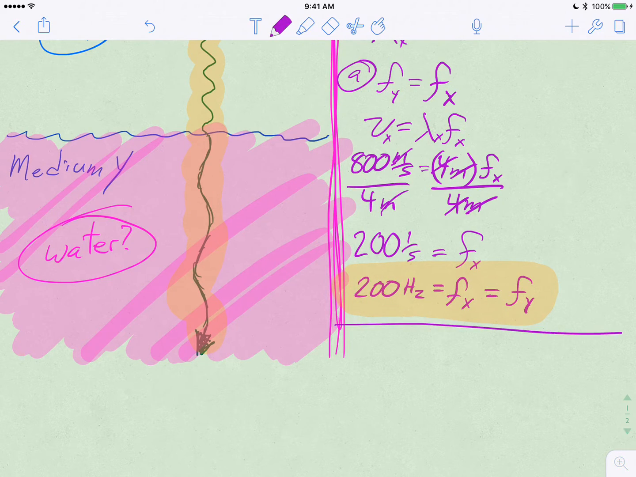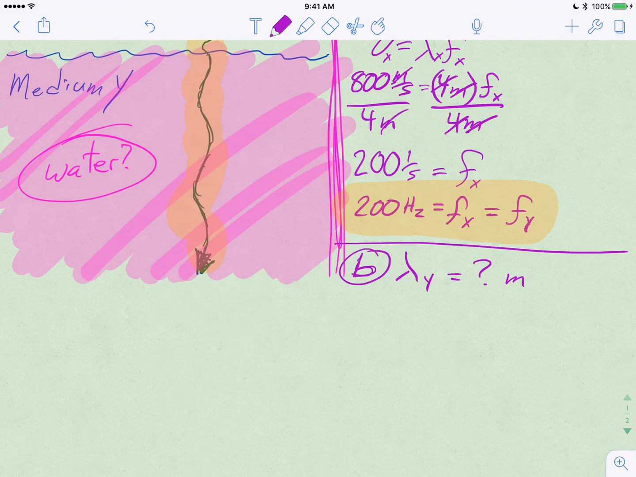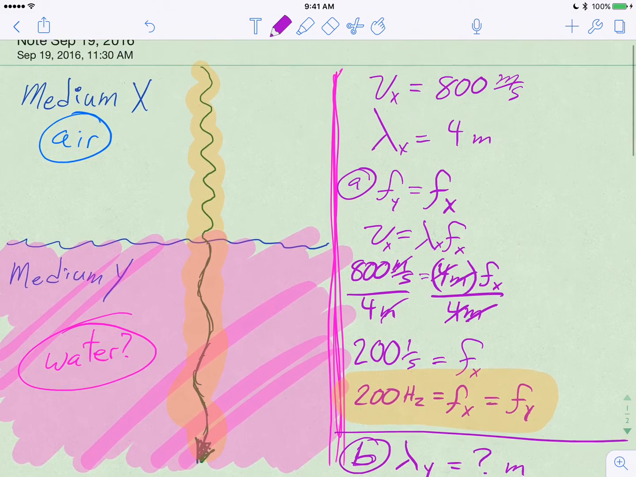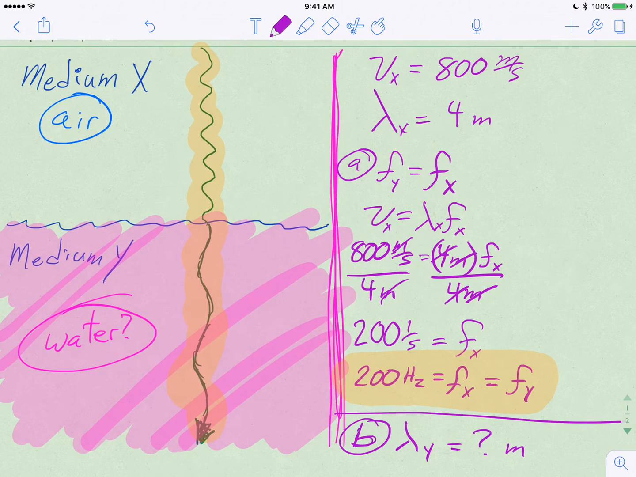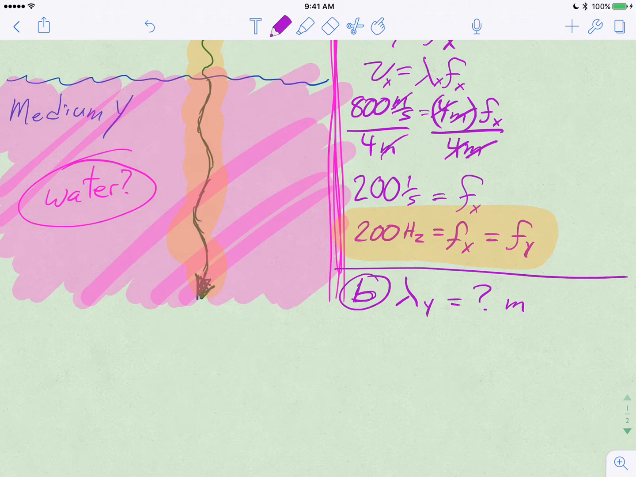All right, now let's cross over into part B. They're asking for the wavelength now in medium Y, and that's going to be in meters. And so you can see from my picture, the wave speeds up, and when the wave speeds up, it stretches out, and so your wavelength gets larger. And they gave us a new speed. They said the speed in Y is equal to 1600 meters per second.